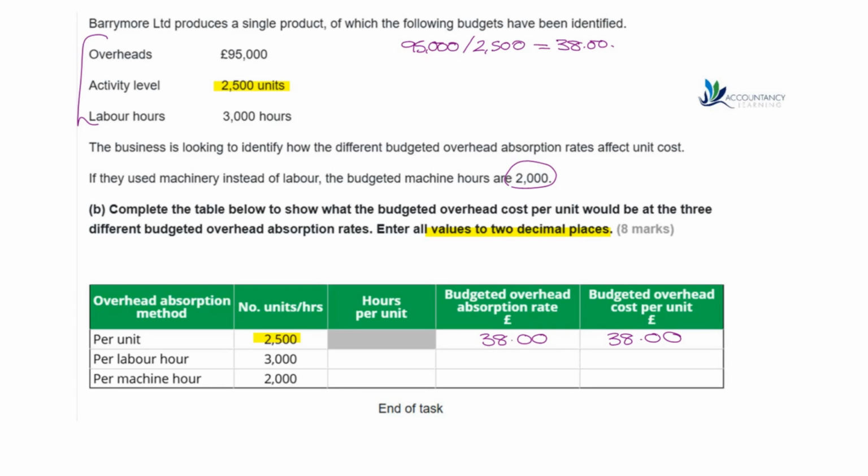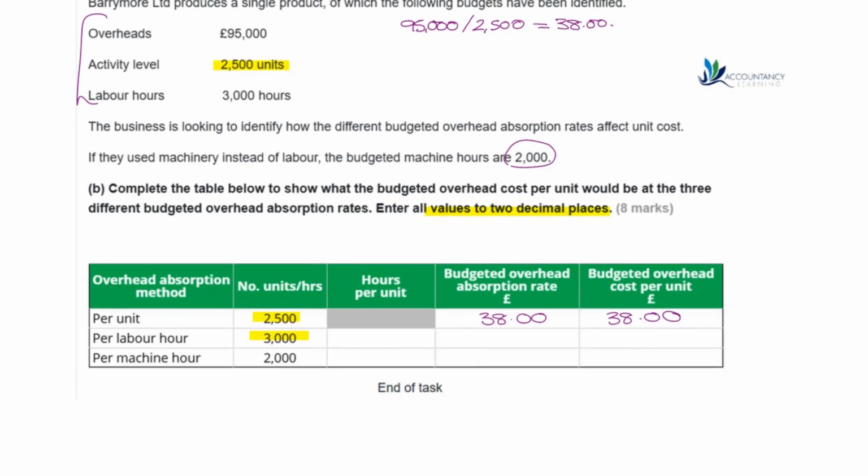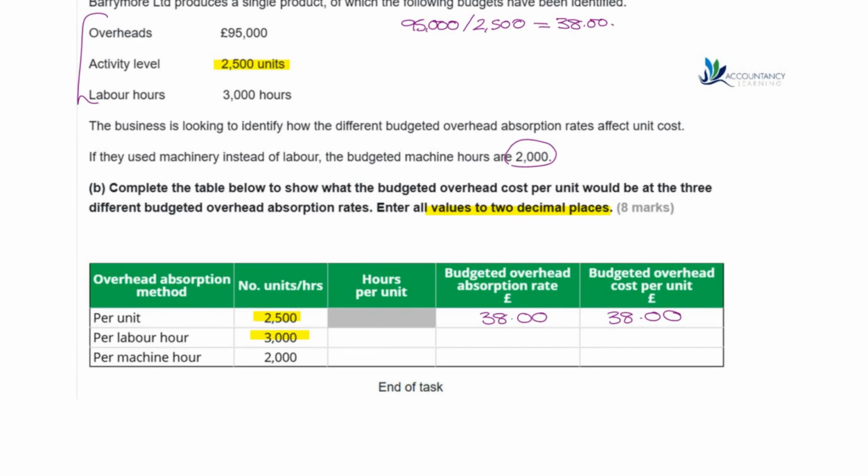On to the next one then, we've now got 3,000 labour hours that we are going to use as our overhead absorption basis. So per unit is now going to ask us to work out the hours per unit. So we have 3,000 hours, and we're going to divide that by 2,500 units to give us a per unit figure, which gives us 1.2. And remember, we're answering to 2 decimal places all the time.